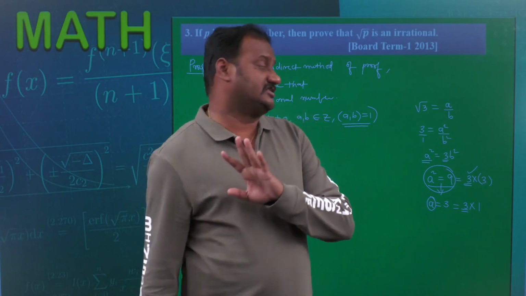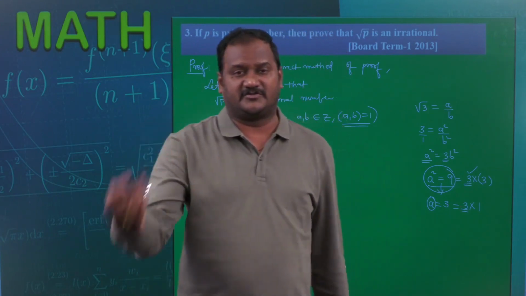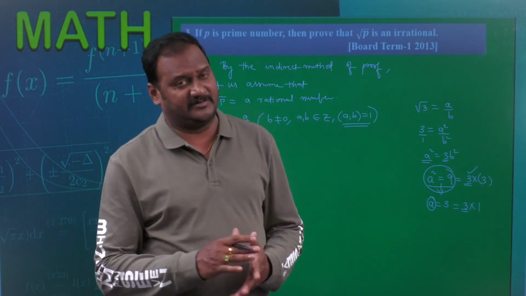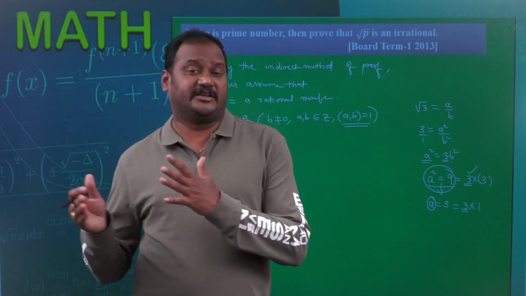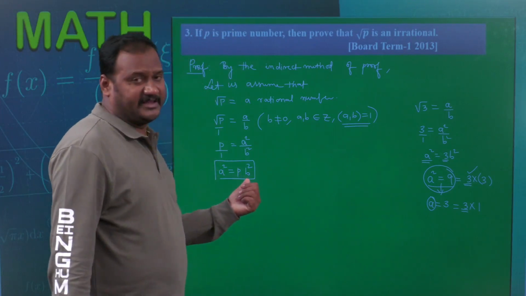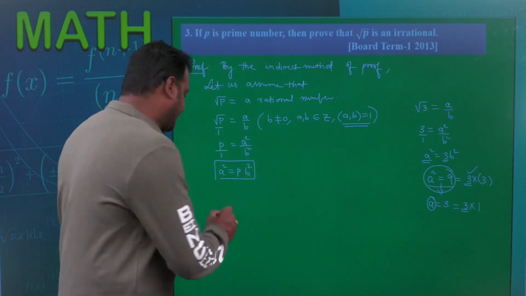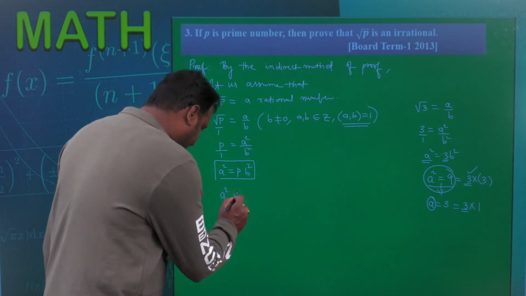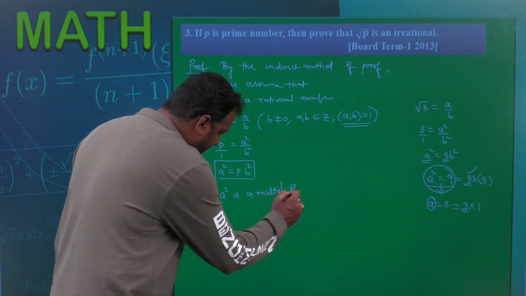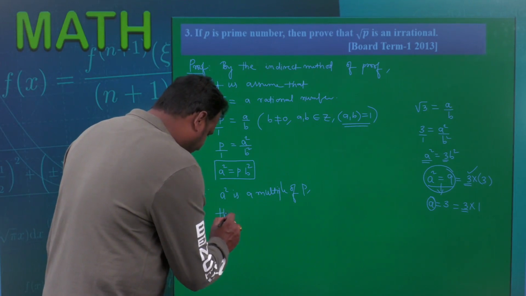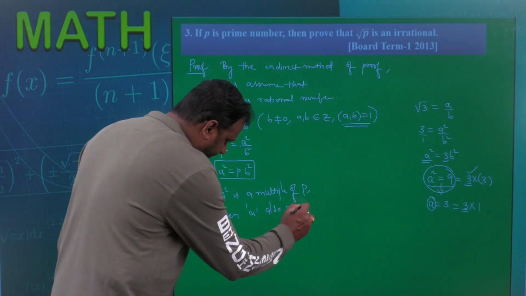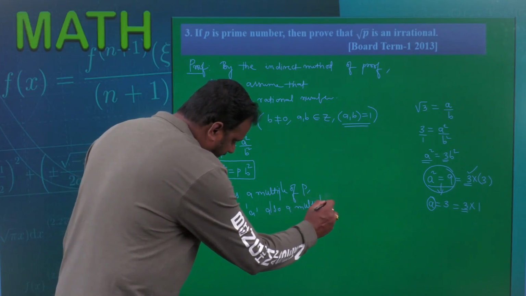Please do remember, this is not only for 3. If a square is a multiple of 2, then a would also be a multiple of 2. If a square is a multiple of 5, a would also be a multiple of 5. If a square is a multiple of 7, a would also be a multiple of 7. Like that, a square is equal to p into b square, so since a square is a multiple of p, a is also a multiple of p.